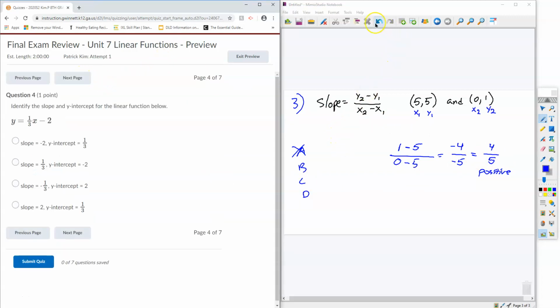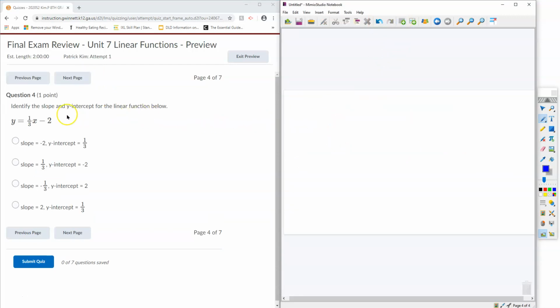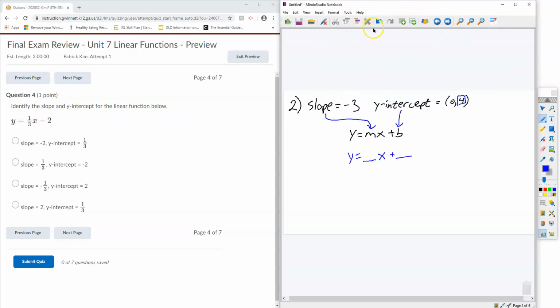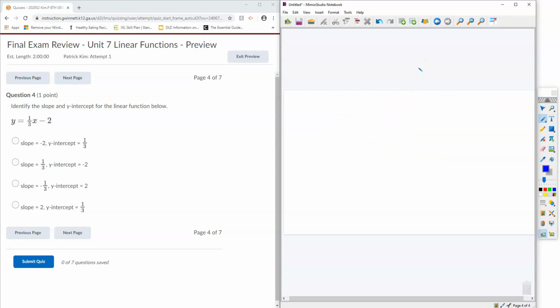Alright, number 4. Identify the slope and the y-intercept for the linear function below. Now, we did that already in question number 2, right? Y equals mx plus b. M is slope, y-intercept is b. So now it's asking you to go backwards. It gives you an equation, then it asks you to find the slope and the y-intercept.